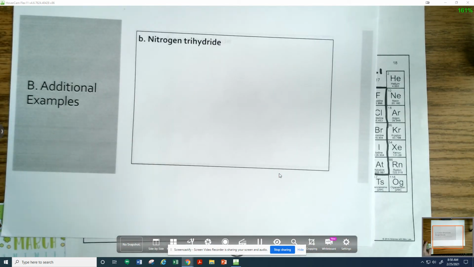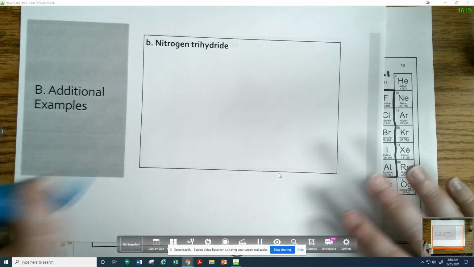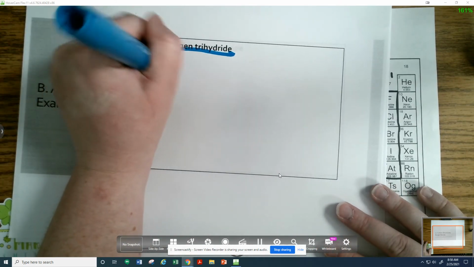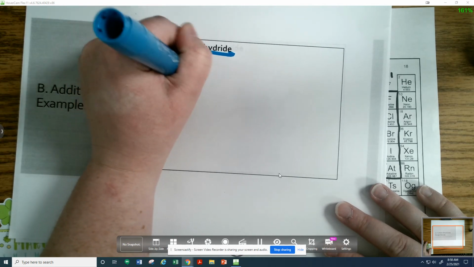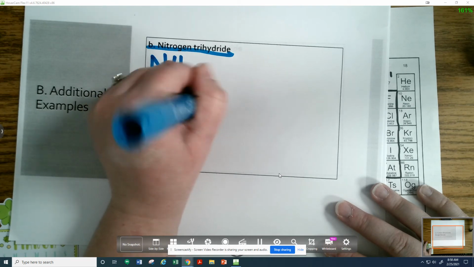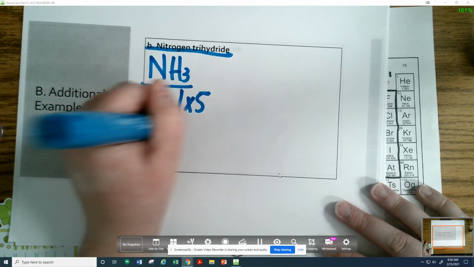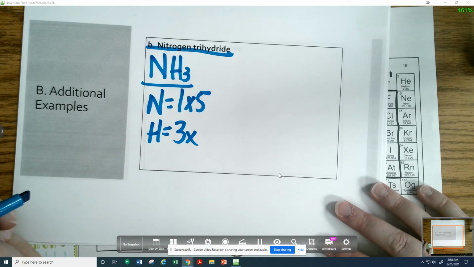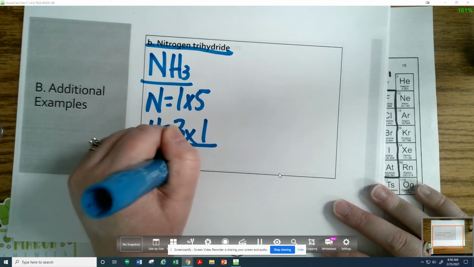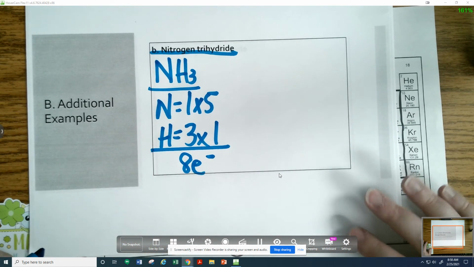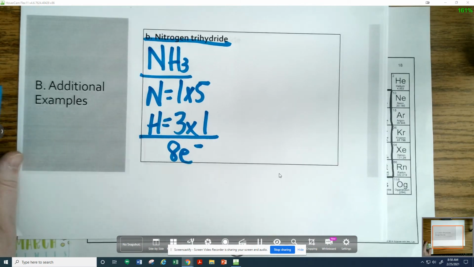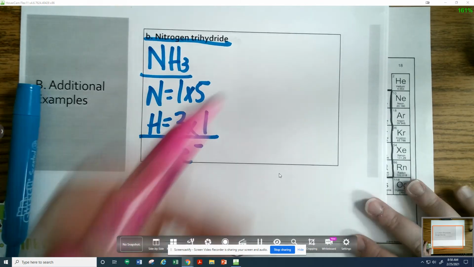Our next example is nitrogen trihydride, and we're going to see a change in what's going on in this particular example. Prefixes are telling me that we have 1 nitrogen and 3 hydrogens. Nitrogen we just used, we have 1 of them. It has 5 valence electrons. Hydrogen we have 3 of them. It's in family 1, therefore it has 1 valence electron. So this one only has 8 electrons to spend. However, like the last example, odd man in the middle, so we're going to place nitrogen as my central atom.